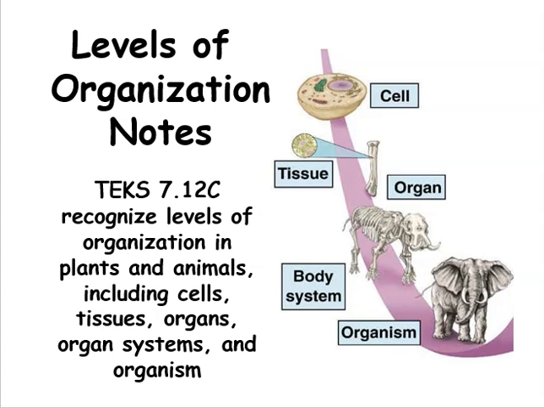Okay, these are the levels of organization notes. That's the next thing we're covering, guys. TEAC 712C says recognize levels of organization in plants and animals, including cells, tissues, organs, organ systems, and organism. So those are the 5 levels.